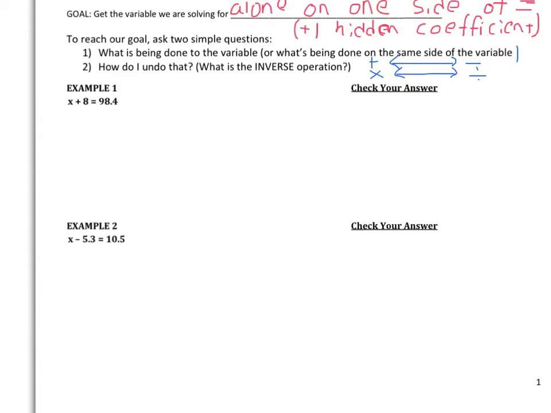So on the same side of the variable, on the same side of x, what is being done is we are adding 8. Now we ask ourselves, well, what's the inverse, or how do I undo addition of 8? So let's write inverse here, because what's the inverse of addition? Well, the inverse is subtraction.